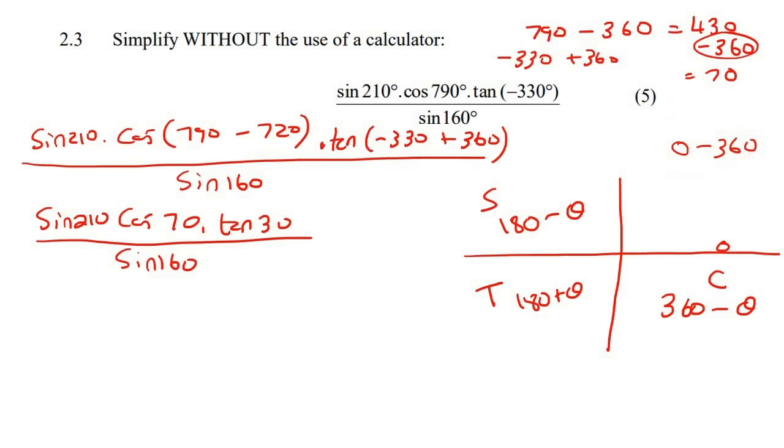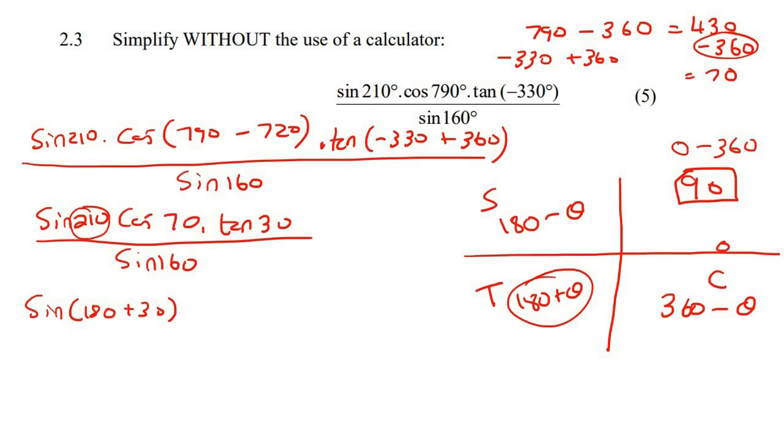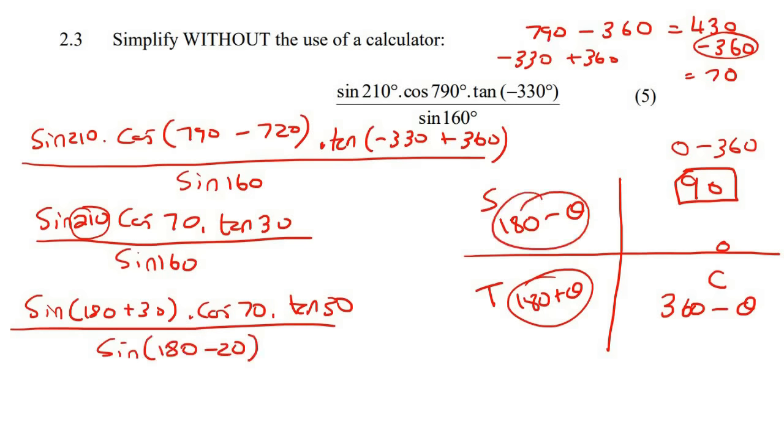That is brilliant. Now we need to go and reduce any number that is bigger than 90. So any number that is bigger than 90, such as this one and this one, needs to be reduced. Okay, so the way that you'll do that is 210 is over here. So we'll say that that is the same as 180 plus 30, because that's still 210, right? And then cos 70, we leave it alone. Tan 30, we leave it alone. Sin of 160 is going to be 180 minus 20 degrees. So that's here, because that still gives you 160.